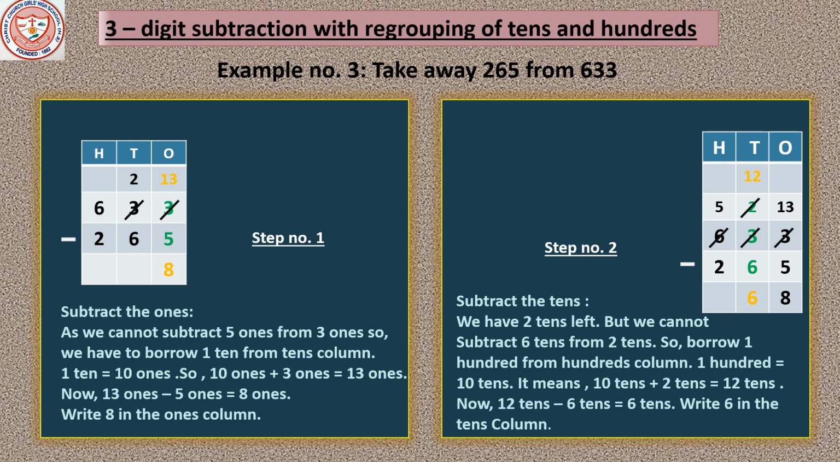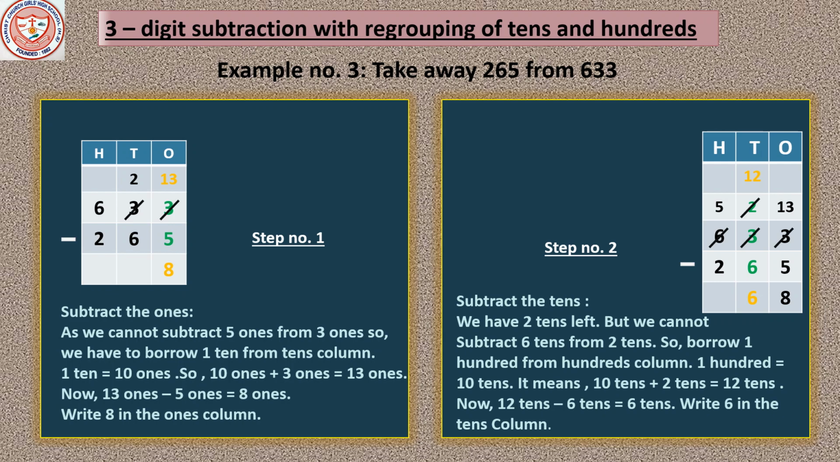Students, I hope you all know that subtract, take away, minus, difference, etc. are words generally used to indicate subtraction, isn't it? So, take away 265 from 633, it means 633 minus 265. So, how will we solve this?